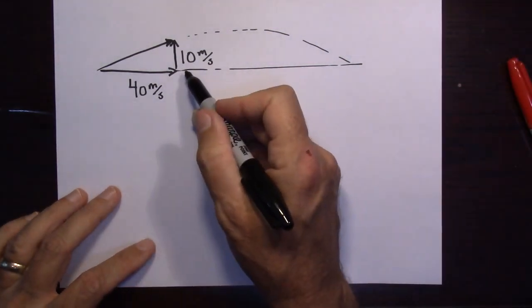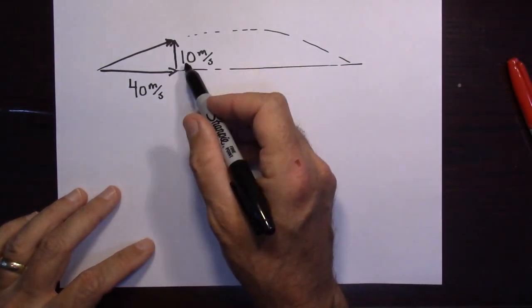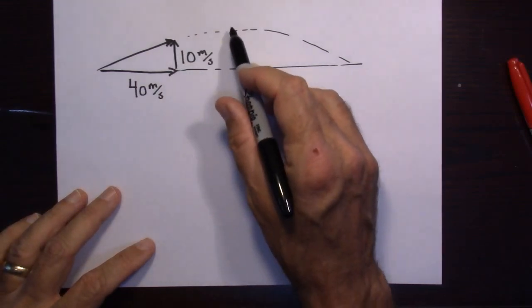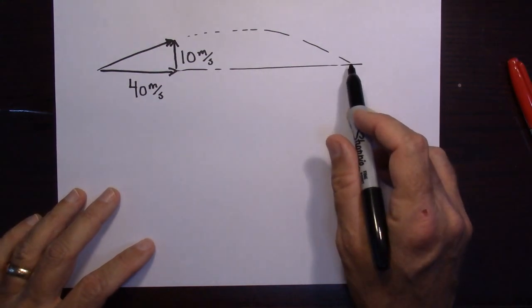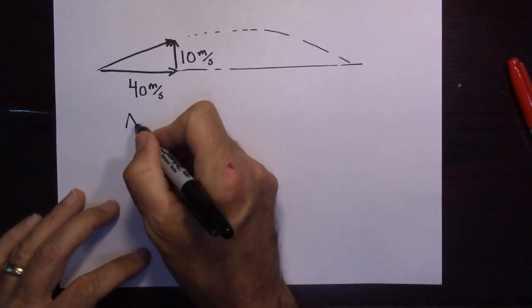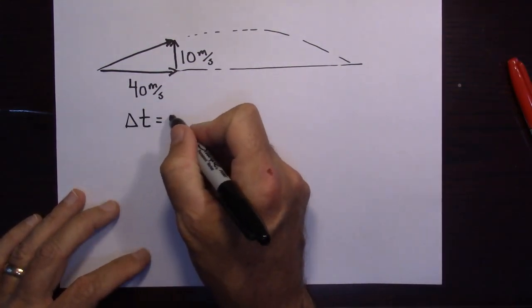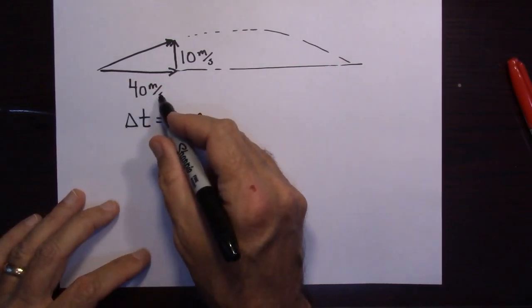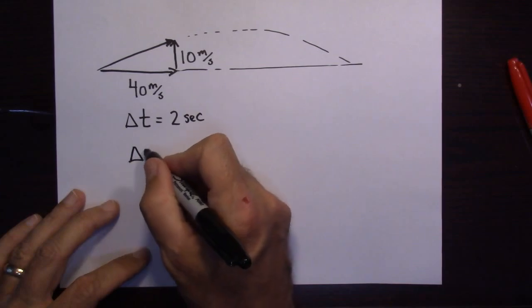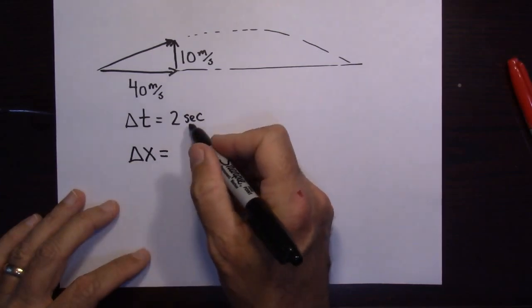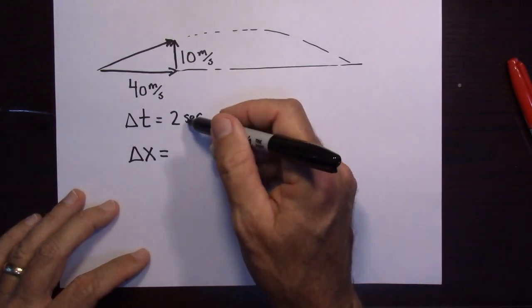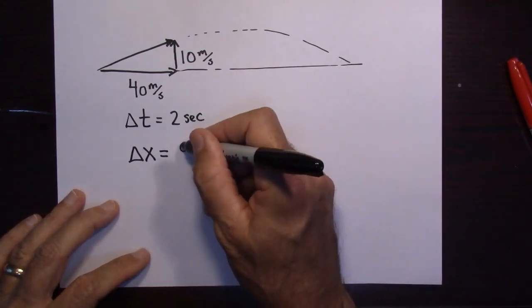It's going to be going up for 1 second because it loses 10 meters per second in the y direction every second. So it will go up for 1 second and it'll take another second to come down. So your total time in the air is going to be 2 seconds. The whole time you're doing that, you're going 40 meters every second. So your range, your delta x, is going to be 40 meters per second times 2 seconds, so that's going to be 80 meters.